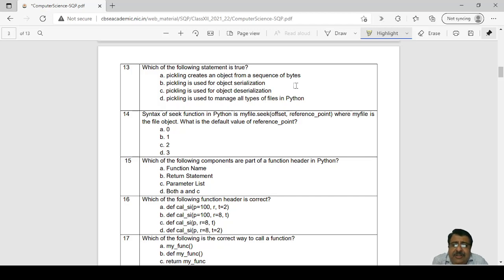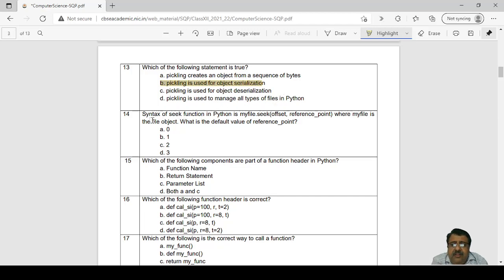Which of the following statements is true? Pickling creates an object from a sequence of bytes. Pickling is used for object serialization. Pickling is used for object deserialization. And pickling is used to manage all types of files in Python. So for all types of files in Python, definitely we don't use pickle. Pickle is used for object serialization. The first option, that is creating an object from a sequence of bytes, is actually deserialization.